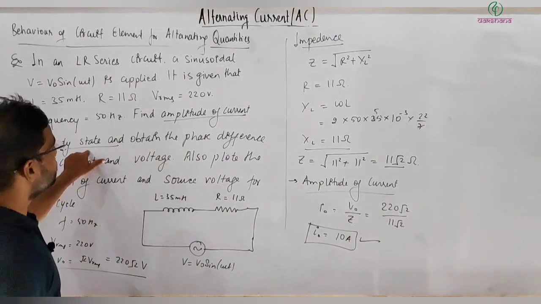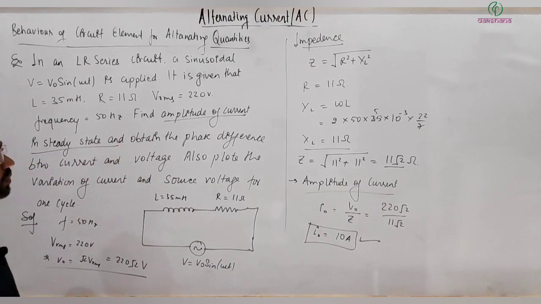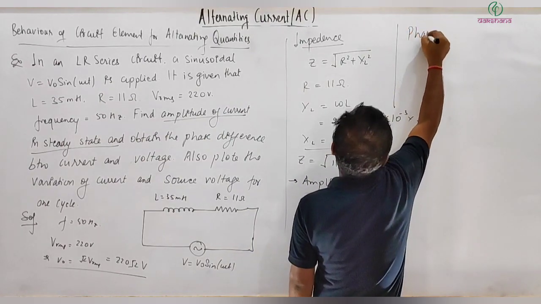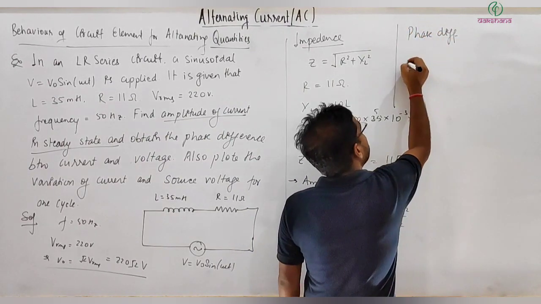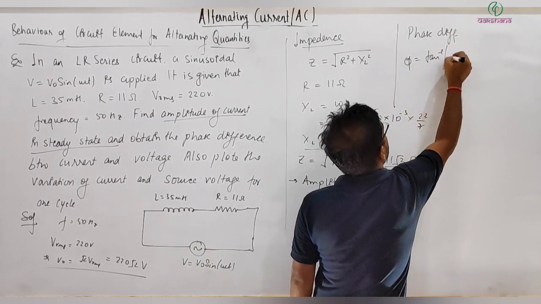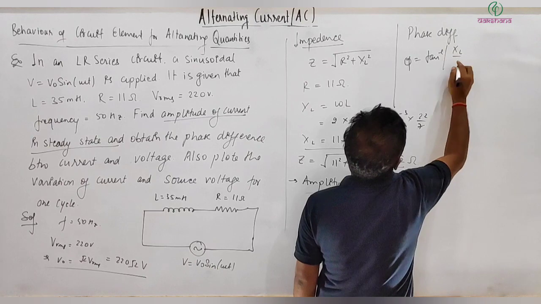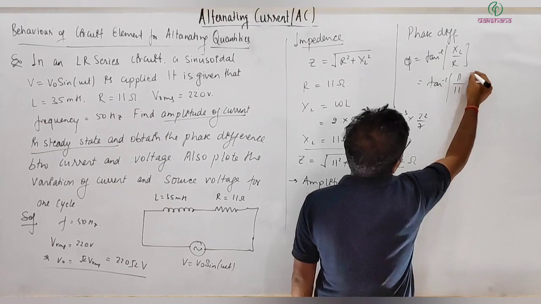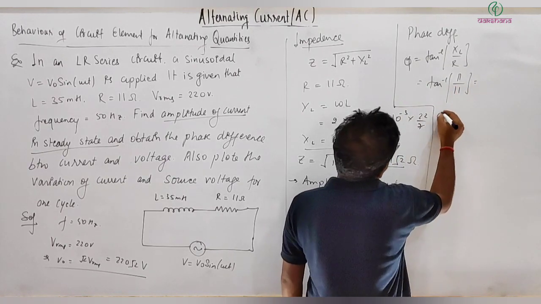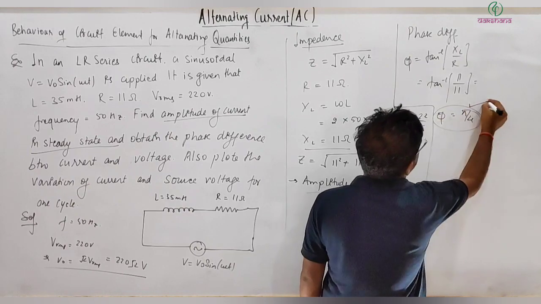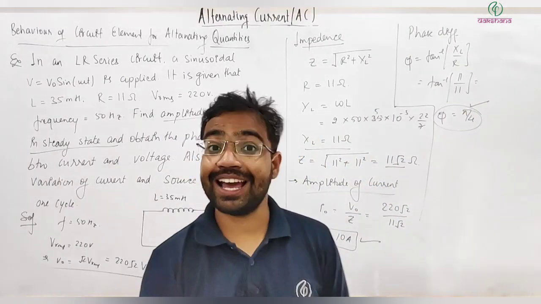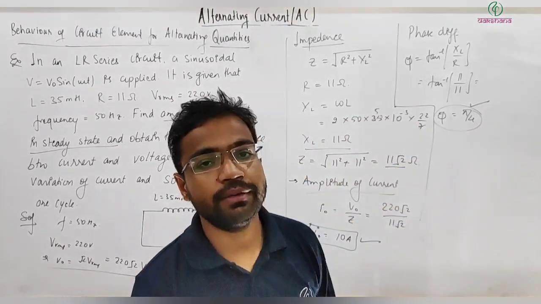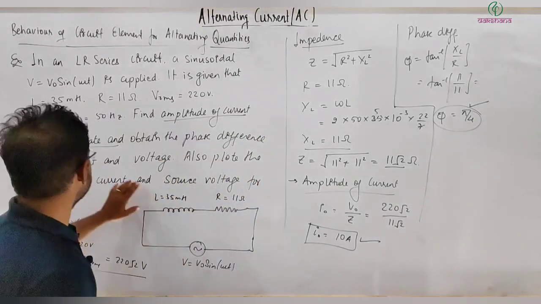Next, obtain the phase difference between current and voltage. We know the phase difference is given by phi equal to tan inverse of XL by R, which is tan inverse of 11 divided by 11. This implies phi is equal to pi by 4. So we got the phase difference, and we know that in the case of an LR circuit our current lags behind the voltage by the phase angle, which is pi by 4. So that is also done.